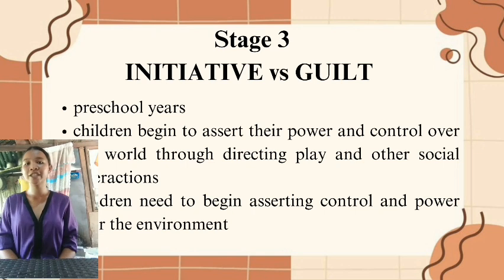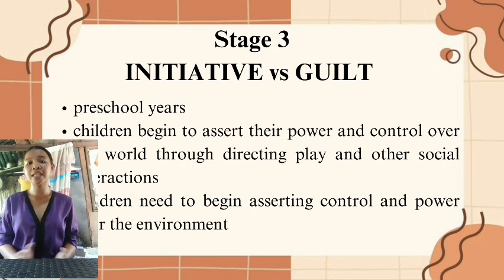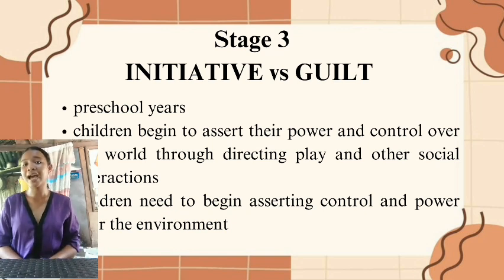Stage 3, initiative versus guilt. The third stage of psychosocial development takes place during the preschool years. At this point, children begin to assert their power and control over the world through directing play and other social interactions. Children who are successful at this stage feel capable and able to lead others. Those who fail to acquire the skills are left with a sense of guilt, self-doubt, and lack of initiative.